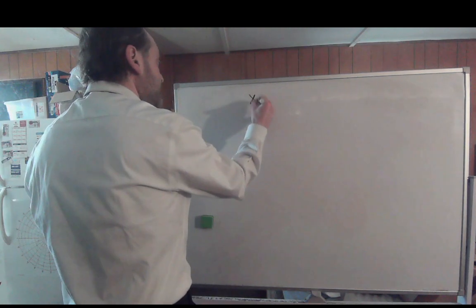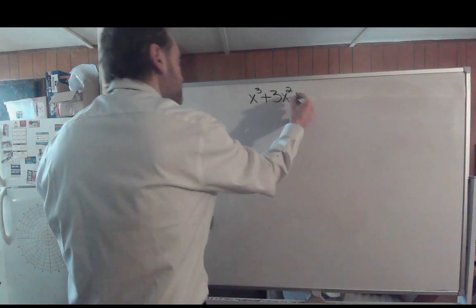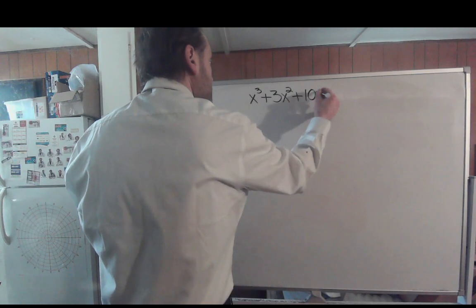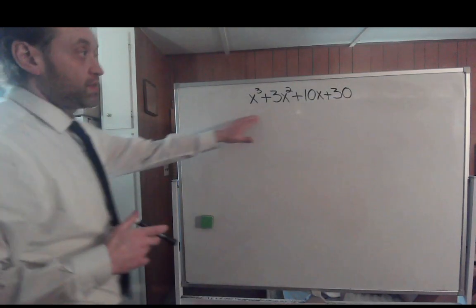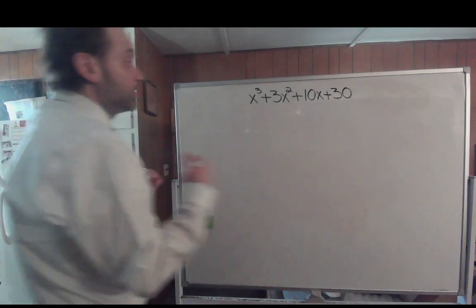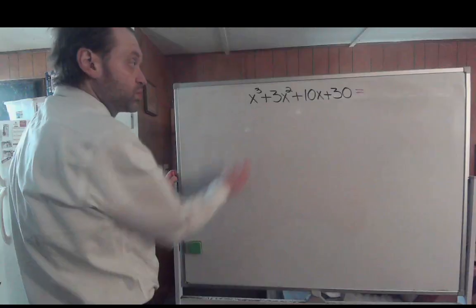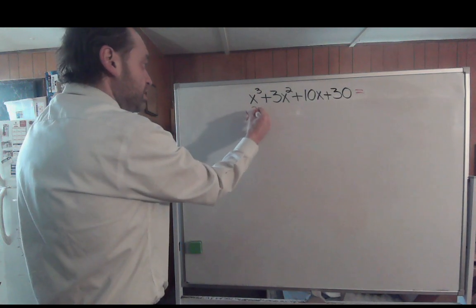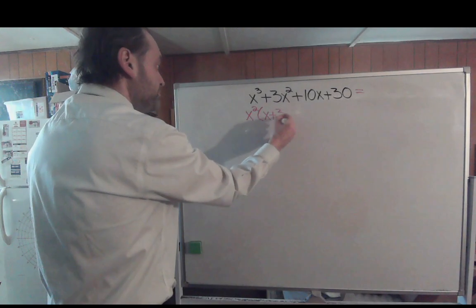All right, let's see. X to the third plus 3x squared plus 10x plus 30. So we've been given x to the third plus 3x squared plus 10x plus 30. Well, let's start again by looking at your first two terms. X to the third plus 3x squared. What's in common between those two? Definitely an x squared we can factor out, right? So that'd be x squared times the quantity of x plus 3.